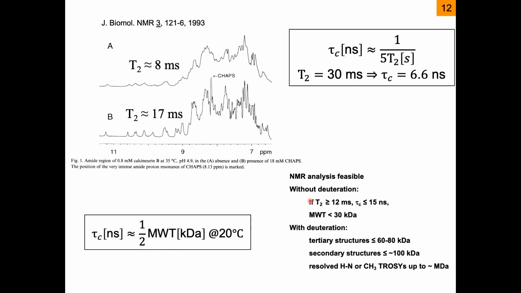When you have measured these T2s, you can say that roughly without deuteration, you can do most of the experiments for a T2 of more than 12 milliseconds. But if you go to a higher molecular weight, shorter T2s, then you certainly need deuteration. And this is nowadays all known. So tertiary structures have been determined for 60 to 80 kilodalton proteins. You can do TROSY with much larger molecular weights.